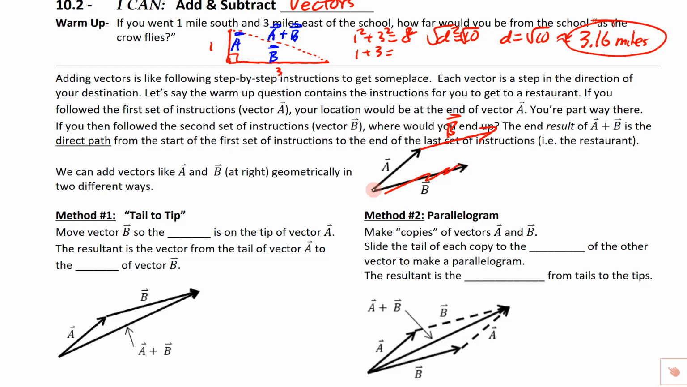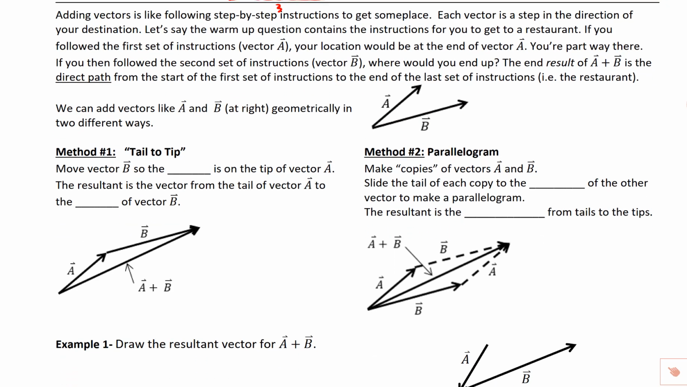And then we say the result is from the tail of the first one, the tail of A to the tip of B. So this right here would be A plus B, that little line right there. So I'm going to go ahead and erase that, and we're going to come down here and we're going to take a look at what that would kind of translate into if we described it to somebody. So what we do is we move vector B so that the tail, so the starting place, is at the tip of vector A. So that's what we did right here.